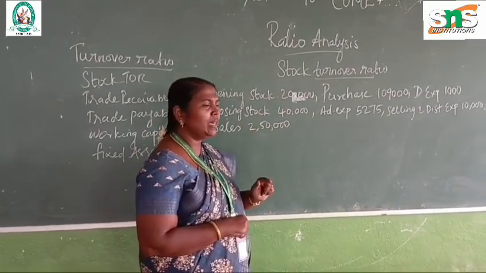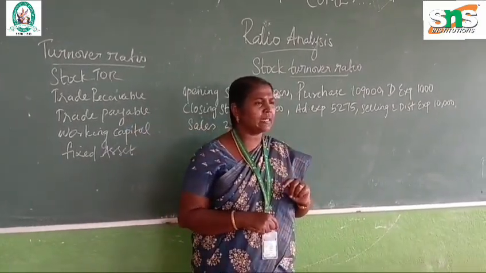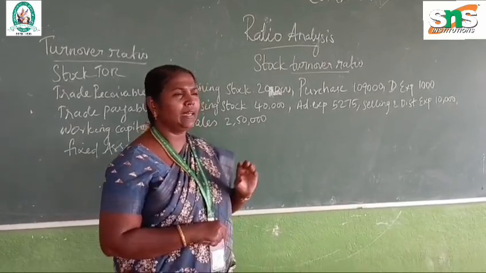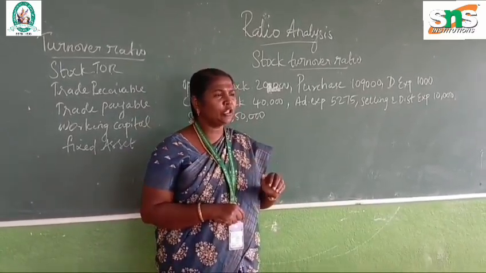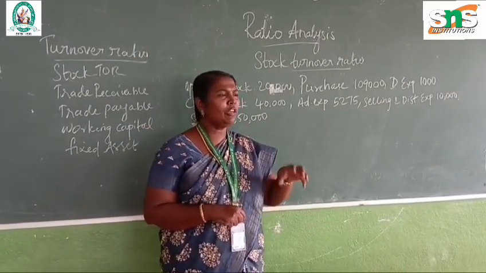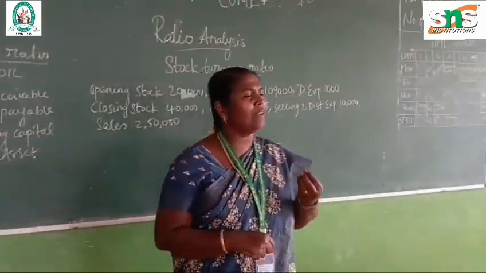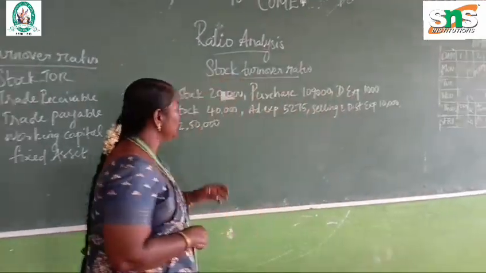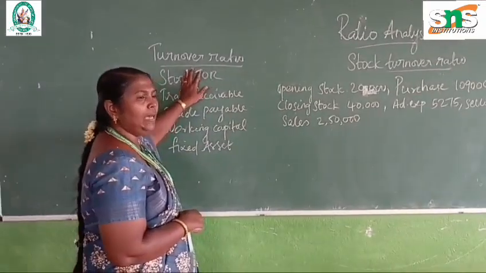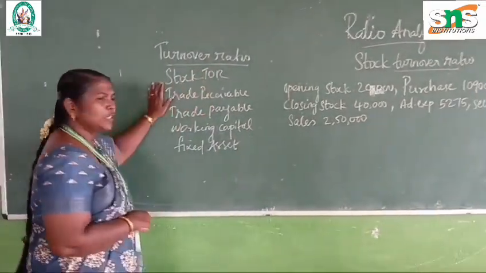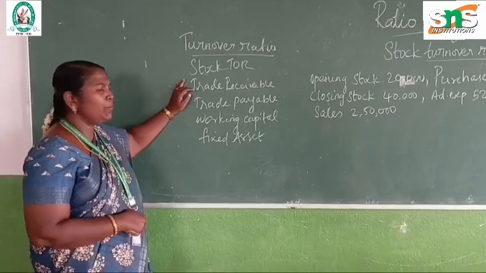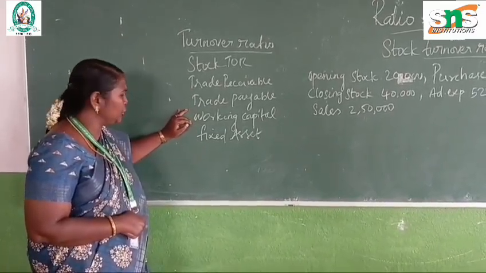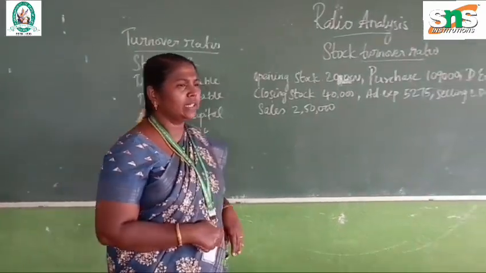In ratio analysis there are four functional classifications. The first one is liquidity, that is the current ratio, quick ratio and the working capital. It fully covers the cash which we can convert easily, which we studied in the earlier session. Today we are going to see the turnover ratio. Under the turnover ratio, there are stock turnover ratio, trade receivable turnover ratio, trade payable turnover ratio, working capital turnover ratio, and finally fixed asset turnover ratio.